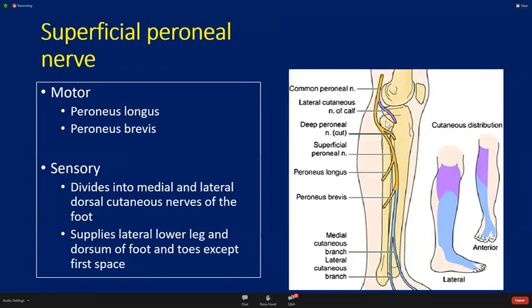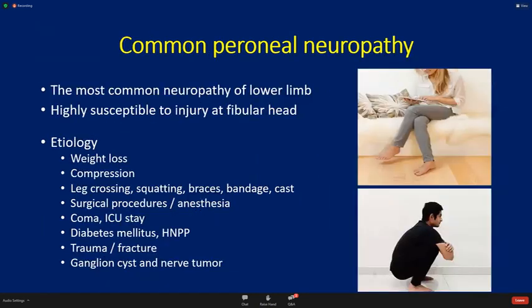The superficial peroneal nerve is a dominant sensory nerve. It supplies the evertors, that is peroneus longus and brevis, and then supplies sensation along the lateral leg in the lower part, as well as the dorsum of the foot, excepting the first space, which is supplied by the deep peroneal nerve. Now, the region which is shown in violet is supplied by the lateral cutaneous nerve of the leg, which comes from the common peroneal nerve, whereas the superficial peroneal nerve only supplies the lower part of it. So this is useful to differentiate a common peroneal from a superficial peroneal neuropathy.